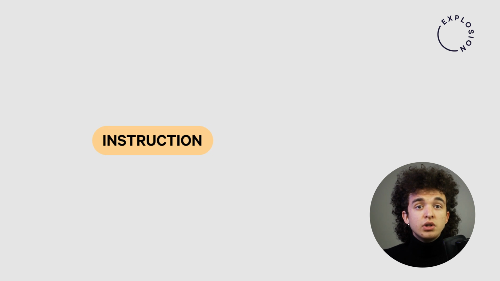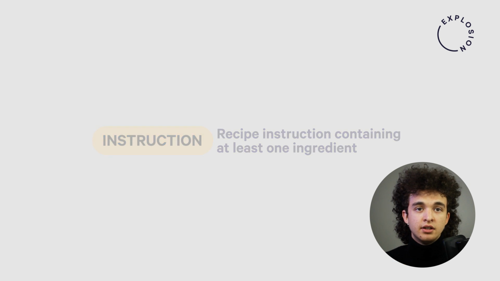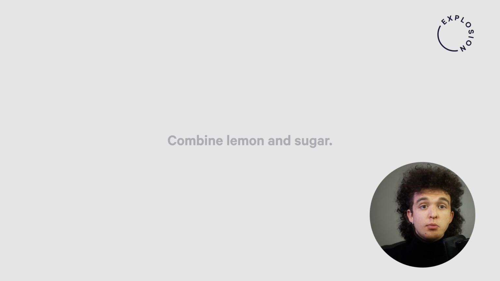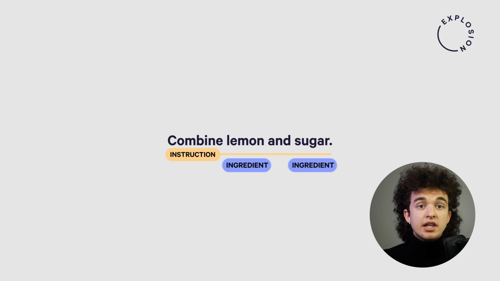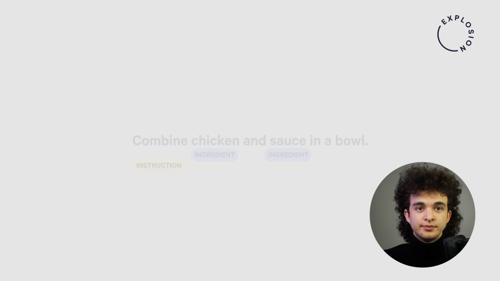For instruction, we will limit the label by saying that these spans are required to contain at least 1 ingredient. So, preheat the oven to 200 degrees is not an instruction because it doesn't include any ingredient. But combine lemon and sugar is, because both lemon and sugar are ingredients. We will also try to make the instruction spans as short as possible. This means that we won't include any extra information which we don't think is important. So in this example, combine chicken and sauce in a bowl, we will exclude in a bowl, because combine chicken and sauce is all we need.